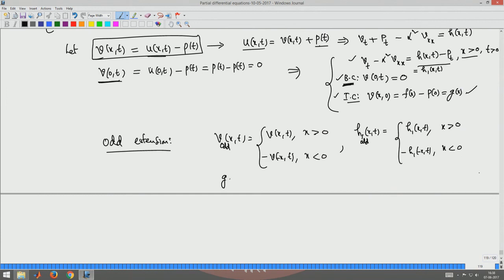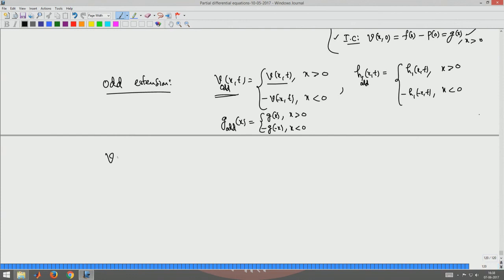You have a g also that you extend. So, g odd is extended as a function of x as g of x if x is positive, that is what we have for x positive, and minus g of minus x if x is negative. Now, what happens? v odd also satisfies this non-homogeneous equation, because for x positive it satisfies it, and you can easily see that for x negative, this is minus v of minus x t, that also satisfies this equation. But of course, it satisfies it with a difference.